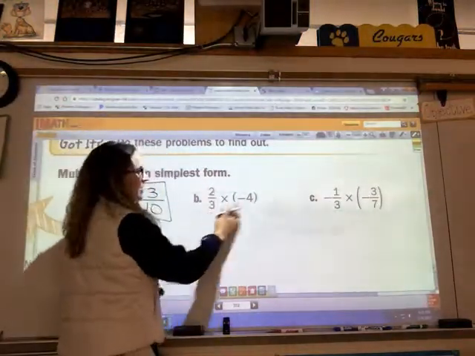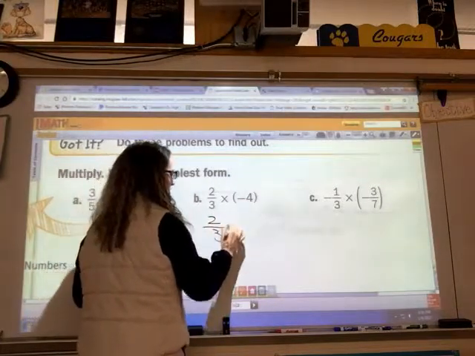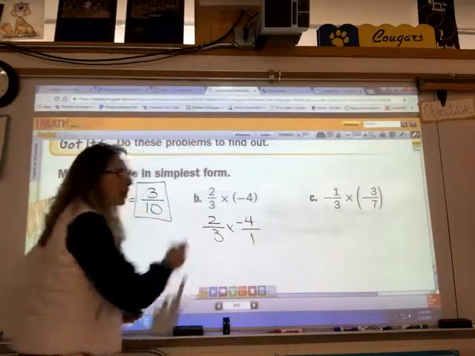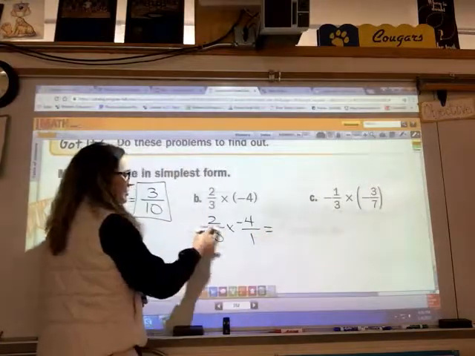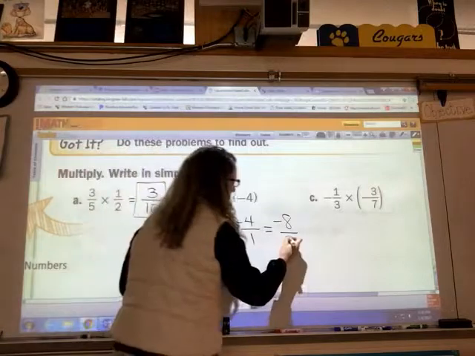Letter B, I'm taking a fraction times an integer. So I'm thinking 2/3 times negative 4 over 1. Looking to see if I can cross reduce, and I cannot. So I'm going to go ahead and multiply my numerators. 2 times negative 4 would be negative 8 over 3 times 1 would be 3.